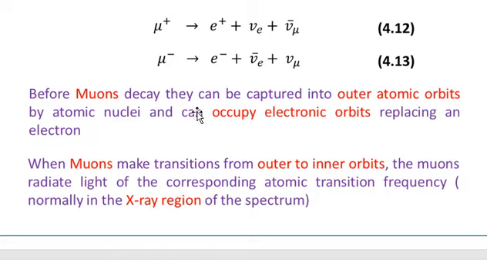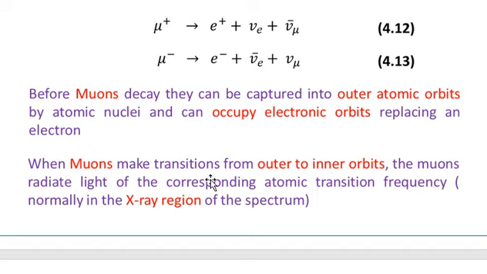Before muons decay, they can be captured into outer atomic orbits. So you see that once the muon is generated, it may be captured by outer atomic orbits, by atomic nuclei, and can occupy electronic orbits replacing electrons. So a negative muon can be captured by the atomic nuclei to form muonic atoms.